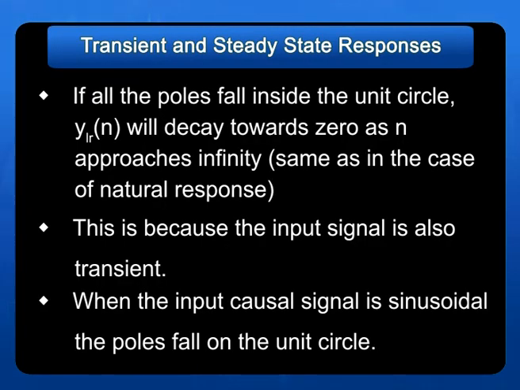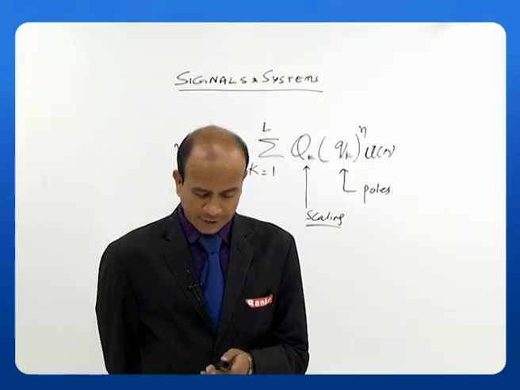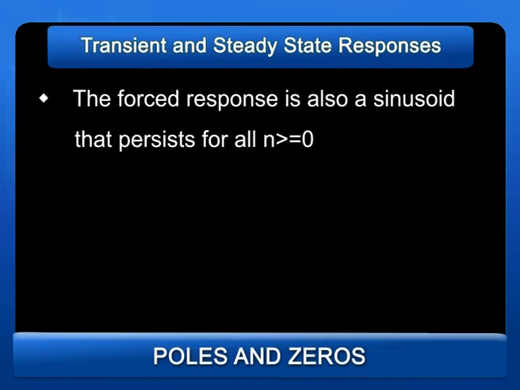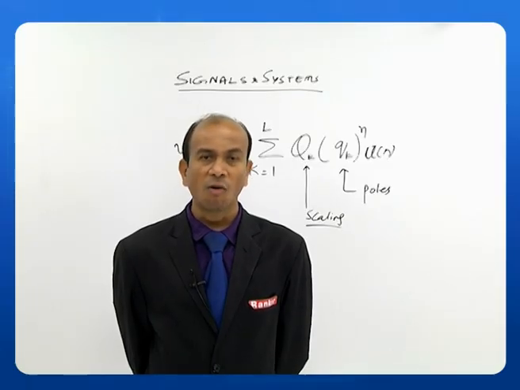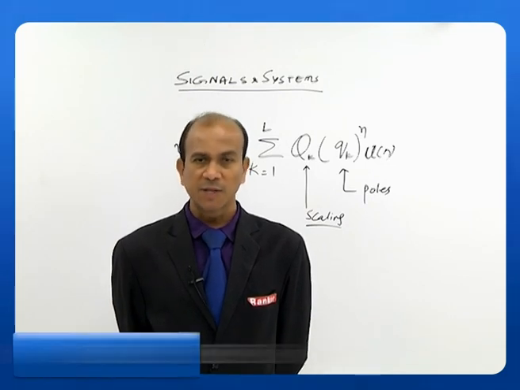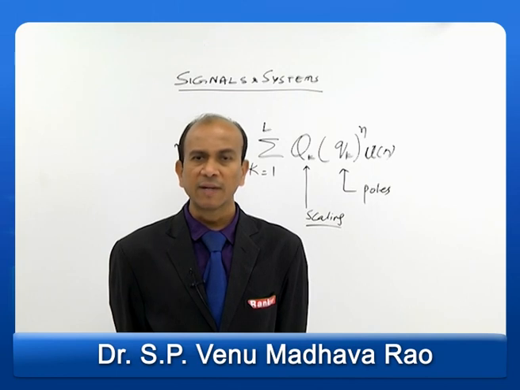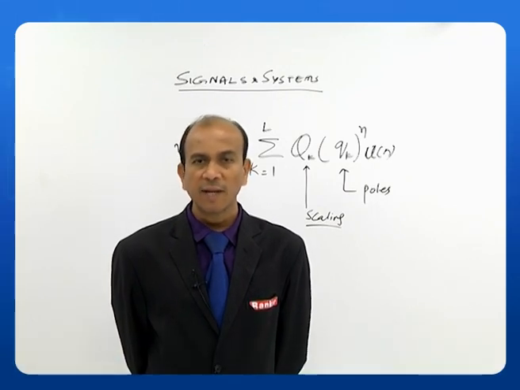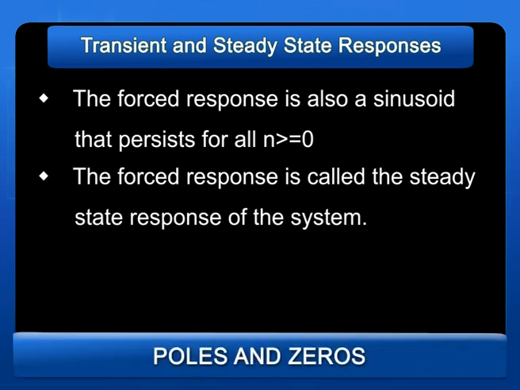Now, when the input signal is sinusoidal, then what happens? The poles fall on the unit circle. When the input causal signal is sinusoidal, then the forced response is also a sinusoid that persists for all n greater than or equal to 0, because now the pole is lying on the circle. So the sinusoidal signal will persist for all values of n greater than or equal to 0. So the signal is not decaying, that is very important. And if you observe the type of response coming out here, the response is the same, persisting for all values of n greater than or equal to 0.